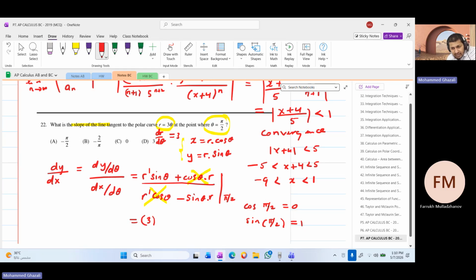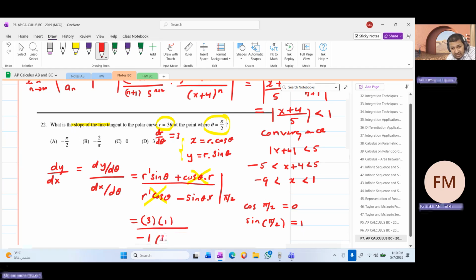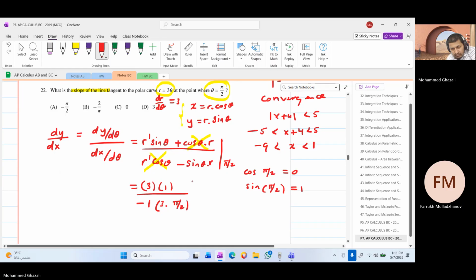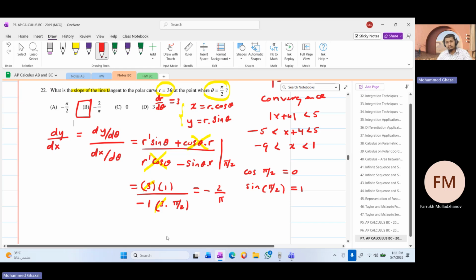What is sine of pi by 2? 1. And negative sine of pi by 2 is negative 1. And what is r? R is 3 theta. What is theta? Theta is pi by 2. So the 3 and the 3 cancel out, and you just have 1 divided by pi by 2, which gives negative 2 over pi. Makes sense? Excellent.